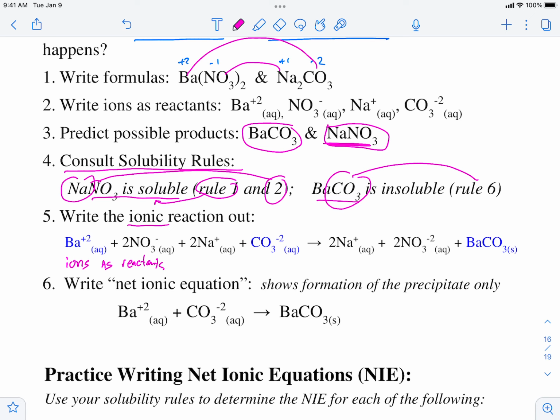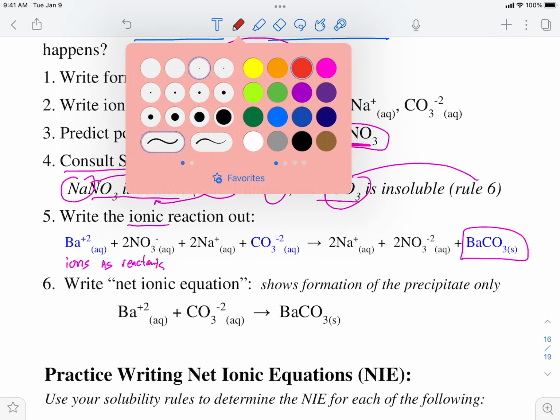Okay, notice how everything here is separated into its ions. On the reactant side, you write all your separate ions. On the product side, your solid is written together as one formula. But your ions that were soluble still stay separate. And there's a reason for this.